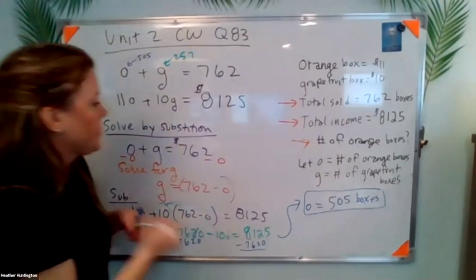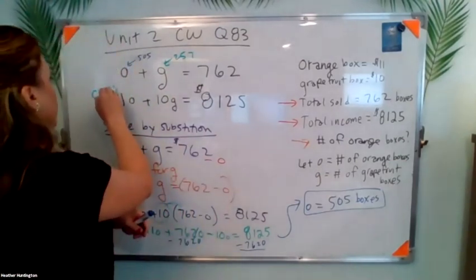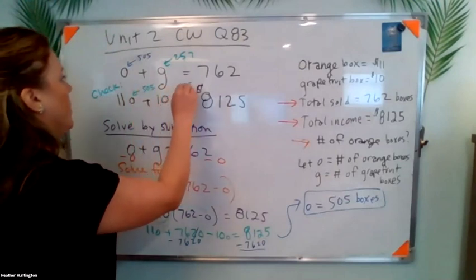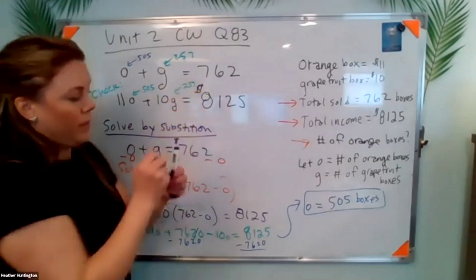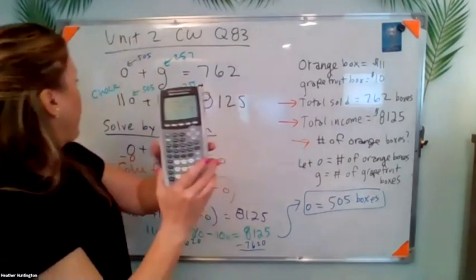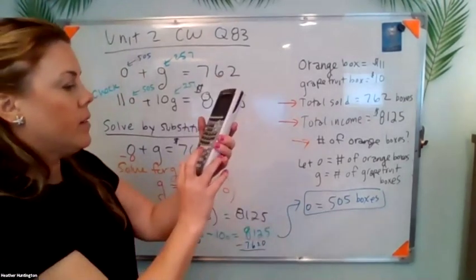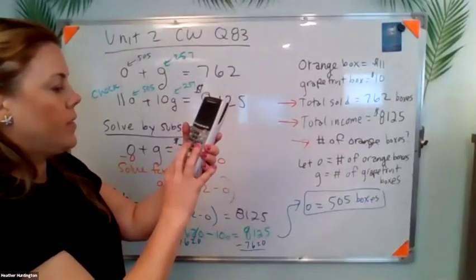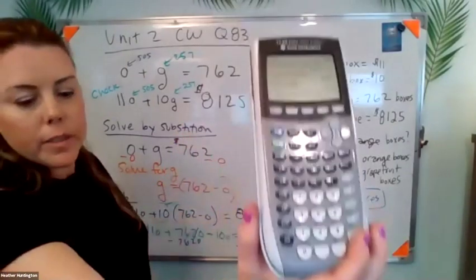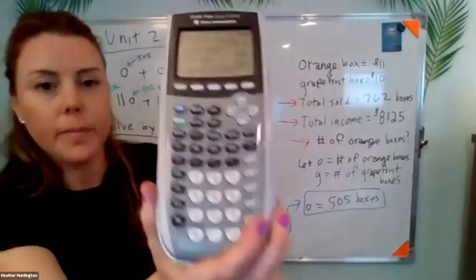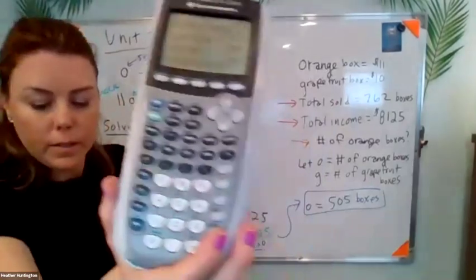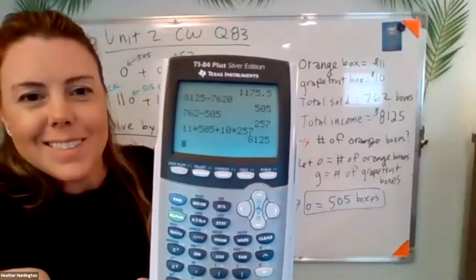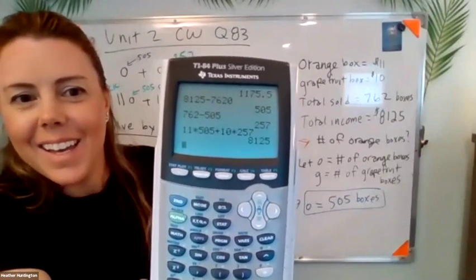So now I'm going to check with the other line. I'm just checking at this point. I'm going to do 11 times 505 plus 10 times 257. And when I press enter, I'm going to feel so happy if I see 8,125. Yay!